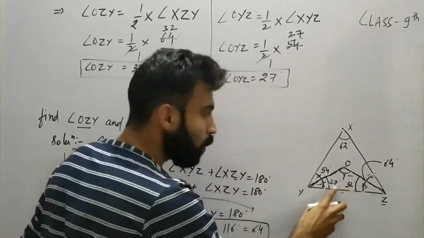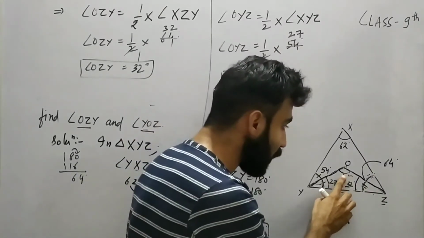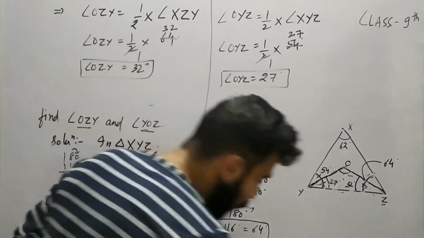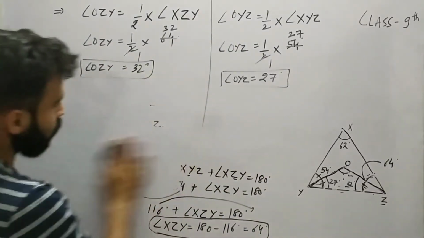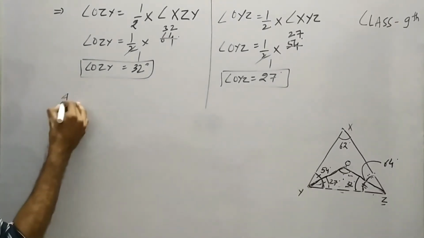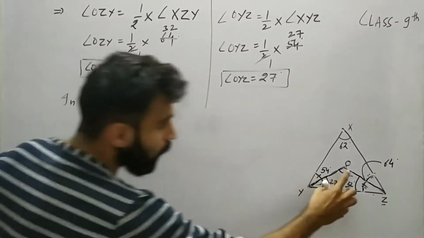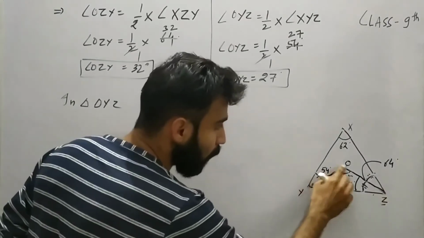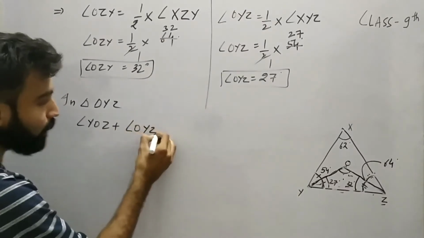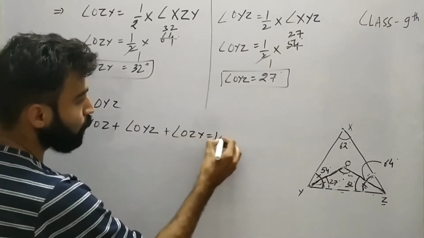Now we know this is 32, this is 27. Adding them and subtracting it from 180 will give me this angle, because in a triangle, sum of all the three angles is going to be 180 degrees, right? So we don't need the rest of the thing. So let me just rub that. Now, thing is, in triangle OYZ, right? This triangle OYZ. So we know that angle YOZ plus angle OYZ and OZY will total to 180 degrees.